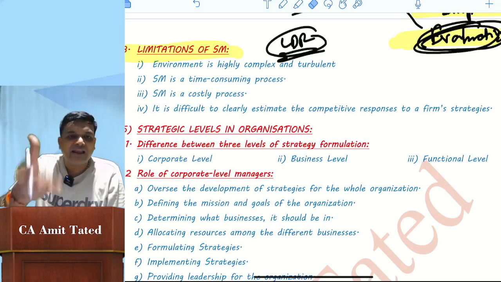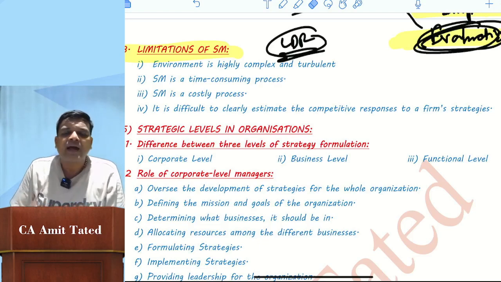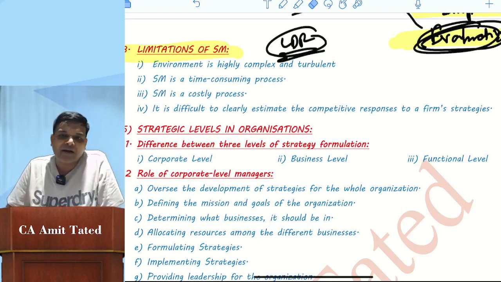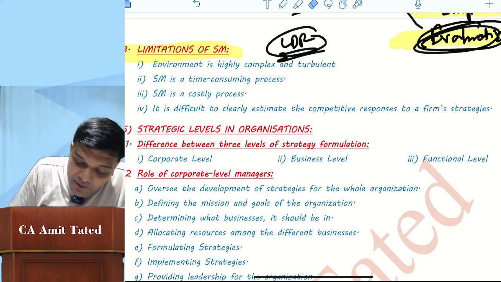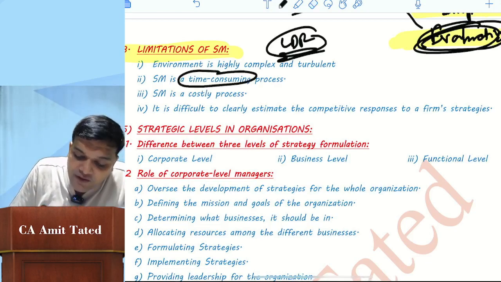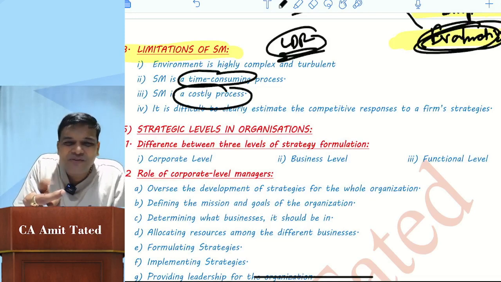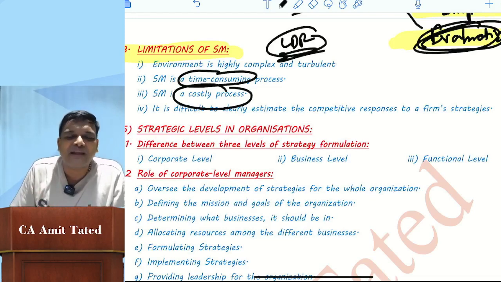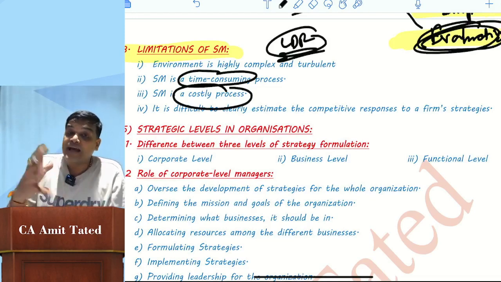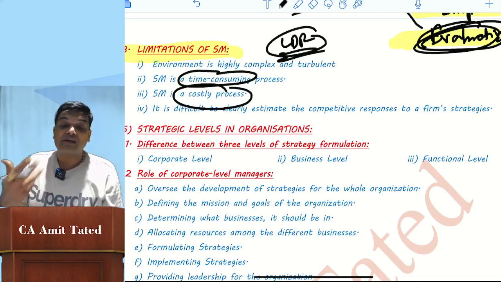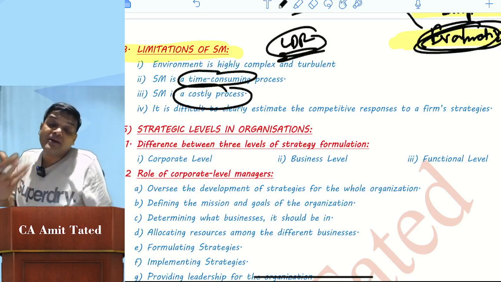Please do understand, strategic management is not done by you or me. We require an expert to do the strategic management. At the same time, if it is a time consuming process, it is also a costly process because again, you require an expert. An expert requires fees. He will not come without fees. Nobody does strategic management free of cost. So first point, environment is very complex. Second point, strategic management is a time consuming process. Third point, strategic management is a costly process.